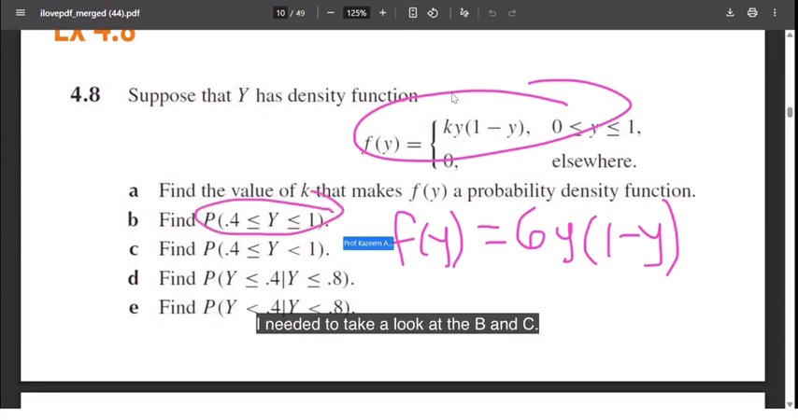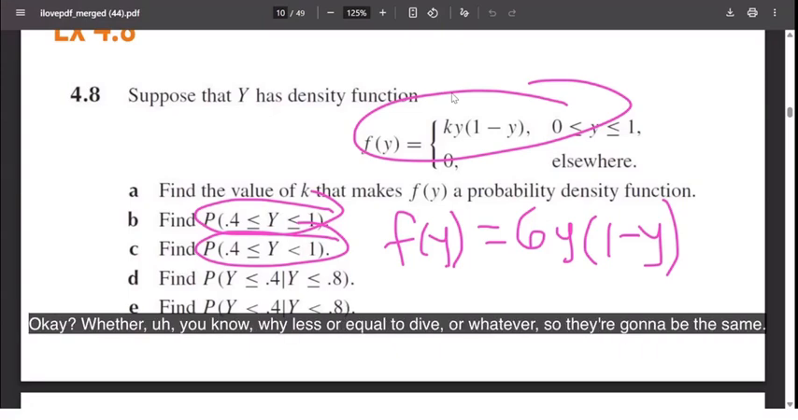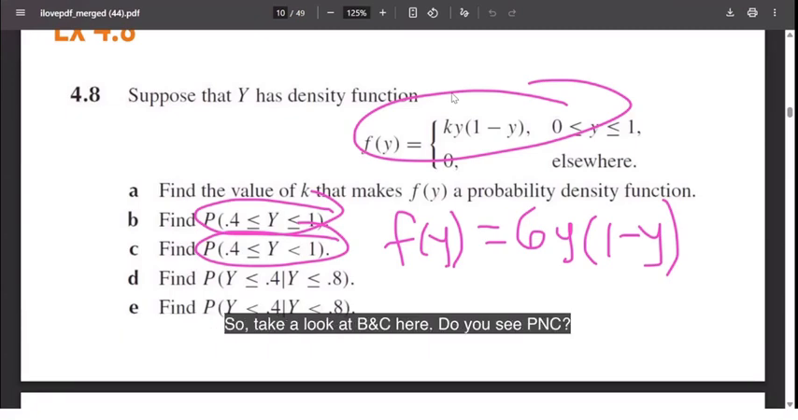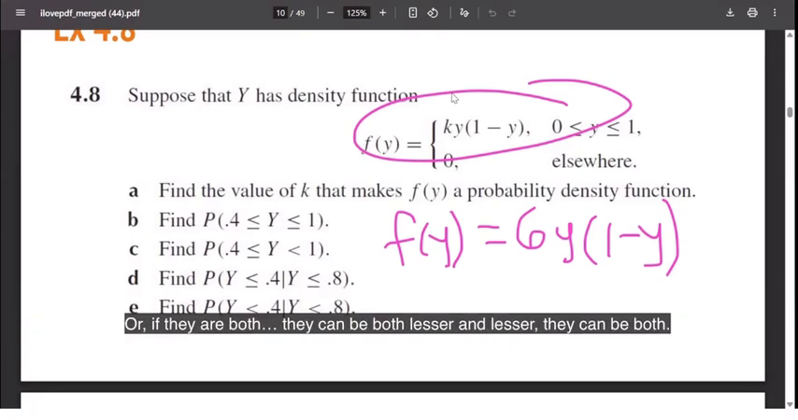I need to take a look at B and C. B and C are the same in continuous. You remember I told you yesterday, whether y less than or equal to that or whatever, they're going to be the same. So take a look at B and C here. Do you see B and C? The probability that 0.4 is less than or equal to y less than or equal to 1 is the same thing as 0.4 less than or equal to y less than 1. They can be both less than, they can be both less than or equal to, they're all going to be the same.